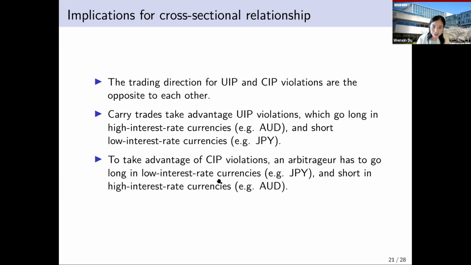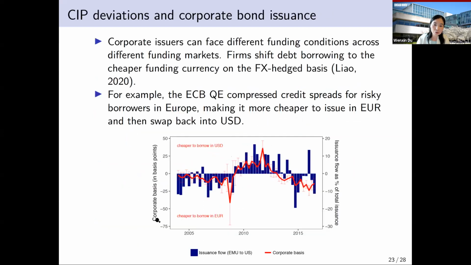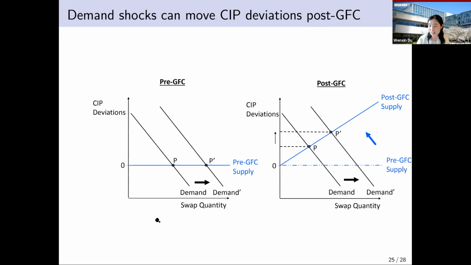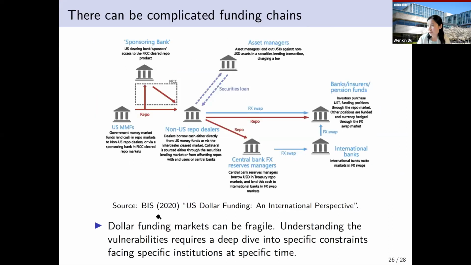Okay, so I think I ran out of time. So let's just conclude. The slides will be posted. You can read them. I want to conclude. This is a very exciting research agenda because there are many, many different players, and this market is very fragile, as we have seen large spikes happen on a periodic and also unexpected basis. And understanding these vulnerabilities requires a deep dive into specific institutions at specific times. So yeah, I hope there will be more work on this for us to understand these markets better.